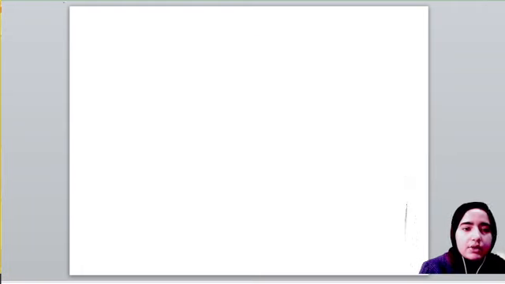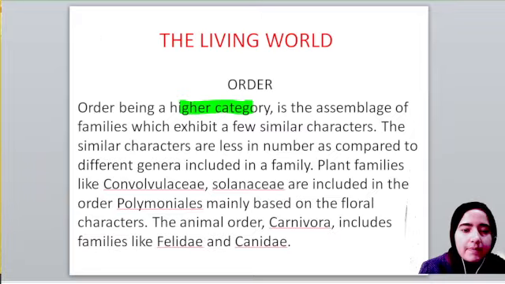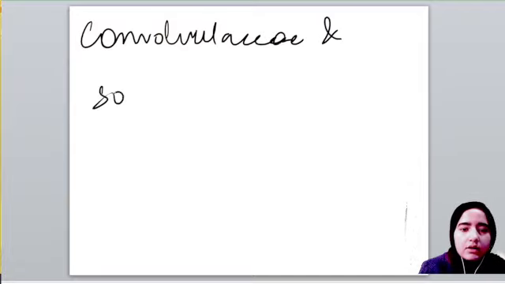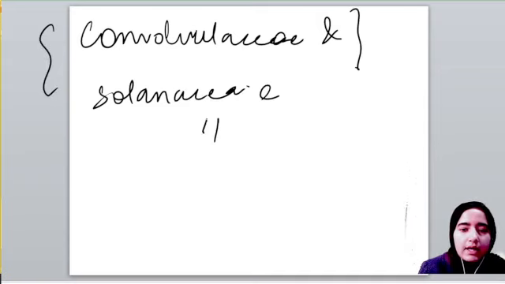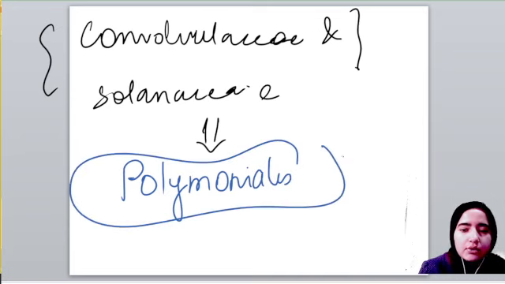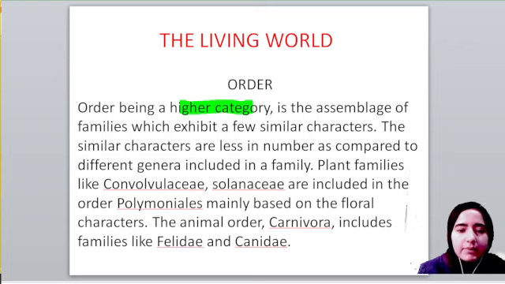I'll write it down here. Convolvulaceae and Solanaceae, they are put under which order? Polymoniales. That's why we say Polymoniales includes an assemblage of families, okay. I hope this concept is clear.